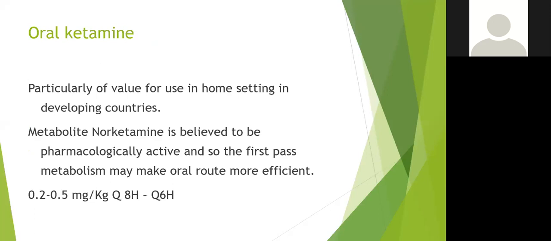Oral ketamine is also available in some centers, and it can be used in some home settings in developing countries. Again, the metabolite of oral ketamine, norketamine, is believed to be pharmacologically active, so the first pass metabolism makes the oral route more efficient. And usually the same IV preparation is used as the oral preparation. Doses are 0.2 to 0.5 mg per kg, Q8 hourly to Q6 hourly.